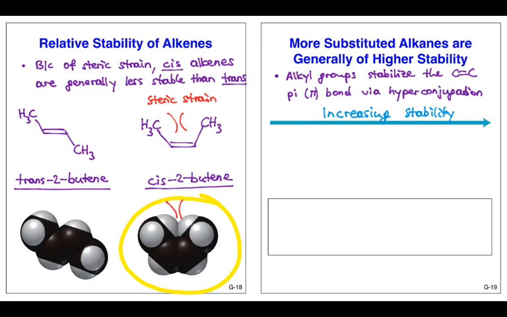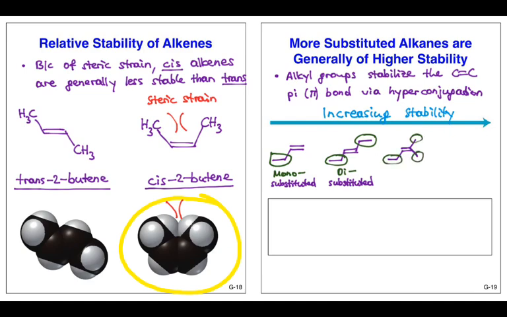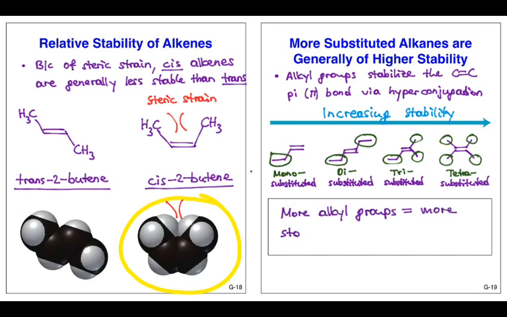So on a scale of increasing stability, here shown in blue, we have the least stable alkenes being mono-substituted ones, and then di-substituted alkenes are more stable, followed by tri- and tetra-substituted ones. Okay, so all you have to remember here really is that the more alkyl groups are attached to an alkene, the more stable it is.